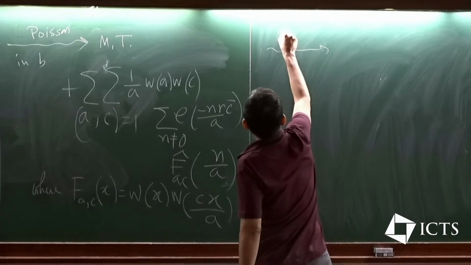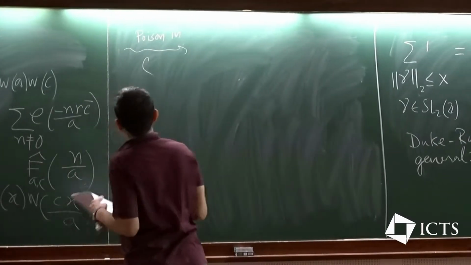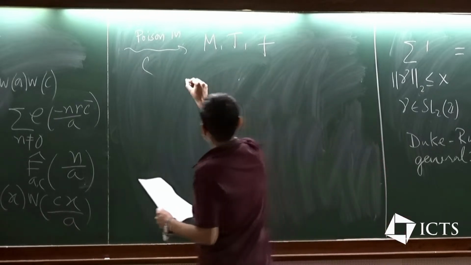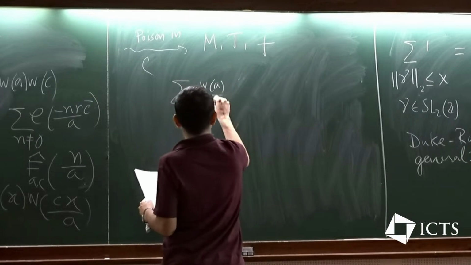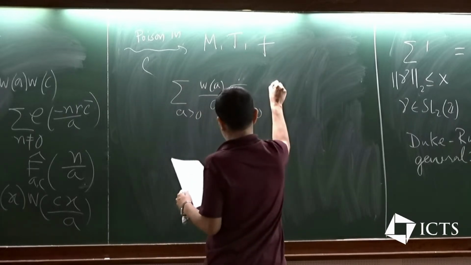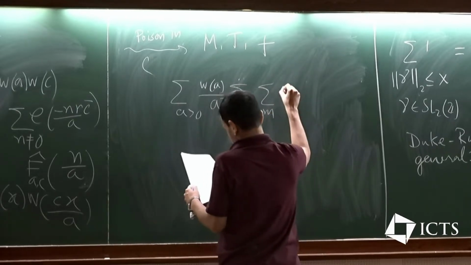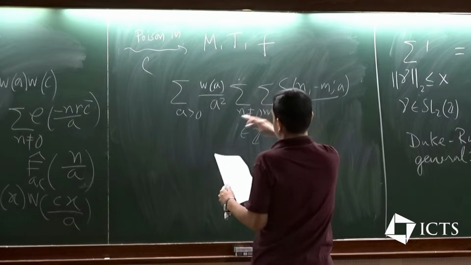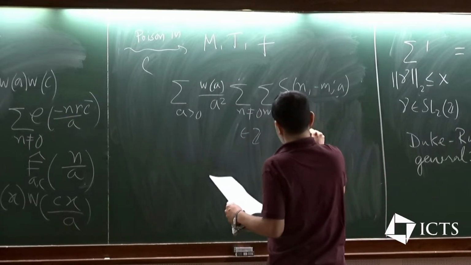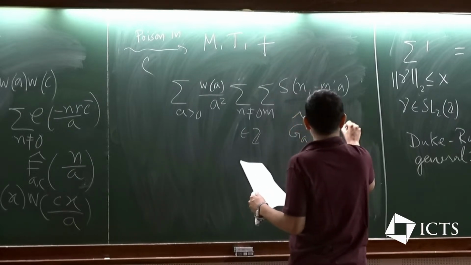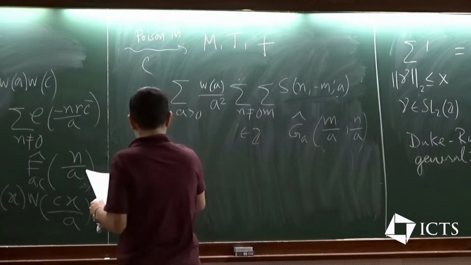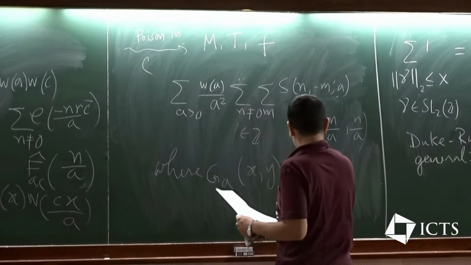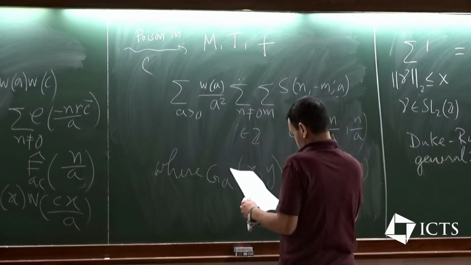So again, Poisson in C. And that gives you the main term plus a sum over A positive, W_A by A squared, sum over n not equal to 0, sum over m, these are over integers, Kloosterman sum S(n minus m, A), and some function G_A hat (m by A, n by A), where G_A of x comma y is w(x) w(y) w(xy by A).